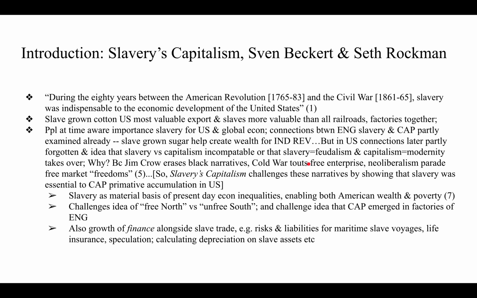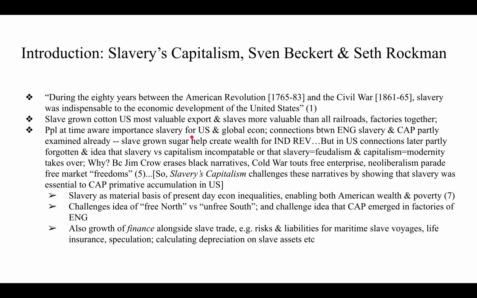In the introduction, the authors explain that in this 80-year period between the American Revolution and the Civil War, slavery was essential, indispensable for the economic development of the United States. Why? Well, for many different reasons, but one major one was that slave-grown cotton was the U.S.'s most valuable export, meaning that slaves contained in their bodies more value than all of the railroads and factories in the U.S. put together at that time.